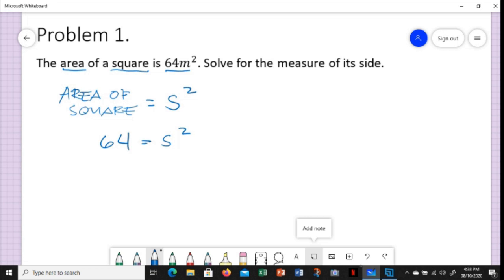Now, the next thing that we need to do is to transpose 64 on the other side and write its additive inverse. So it is a shortcut of the addition property of equality. So this will become 0 equals s squared minus 64. Now, observe that this is a difference of two squares.